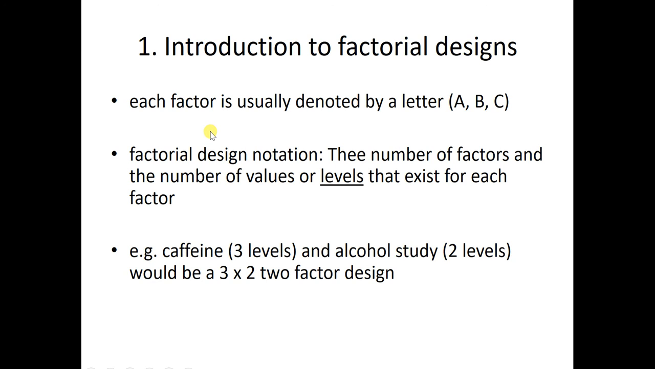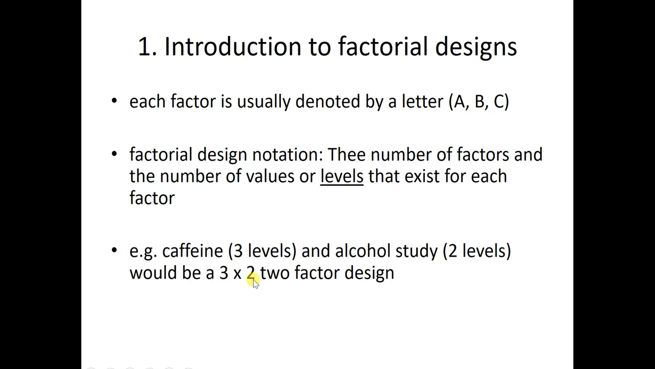Sometimes we denote the factors by a letter, so we could say alcohol is factor A, we could say caffeine is factor B. If we threw something else in there, that would be factor C. And let me go over how to notate factorial designs for you. So you'll often see factorial designs notated like this, like a 3x2 or a 2x2 or a 2x4. Here's what it means. So the number of integers you have tells you the number of factors.